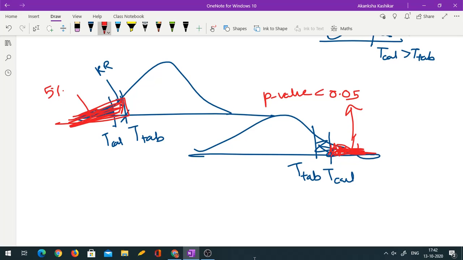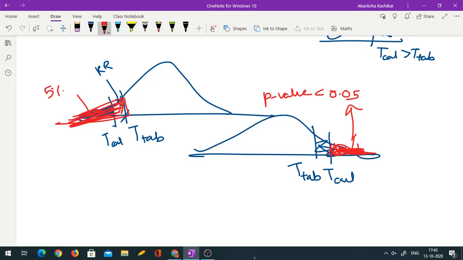So the criterion in terms of p-value becomes, if p-value is less than 0.05, we reject H naught. The criterion in terms of p-value remains the same irrespective of whether your rejection region is on the left side, right side, or divided in two parts. Hence generally it is a preferred criterion.